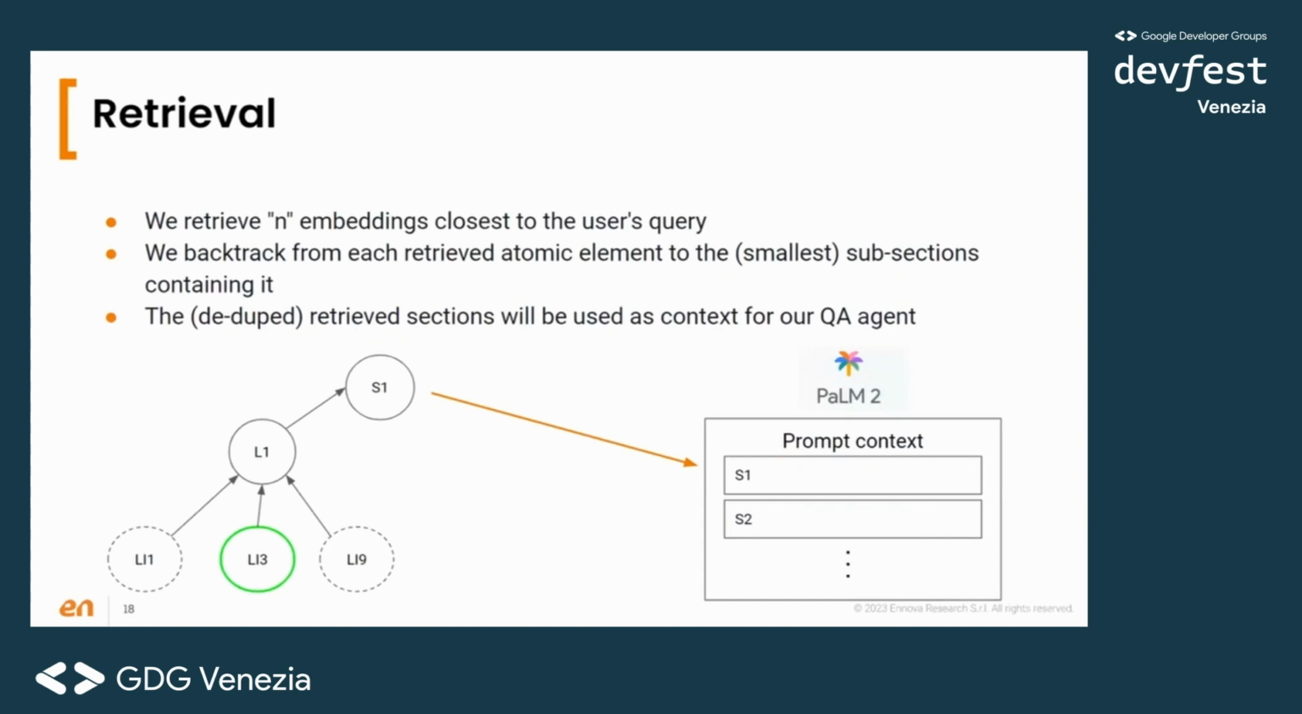Now, when you get a user query, as I said before, you transform it into a vector and you look for the closest matches in the vector store. And we said that in the vector store, we store atomic elements with very little context. So to get better answers from our question answering system, what we do is start from the retrieved element and backtrack to the smallest section containing it. So we have the minimal amount of context that allows us to contextualize this element that we retrieve to the question answering bot.